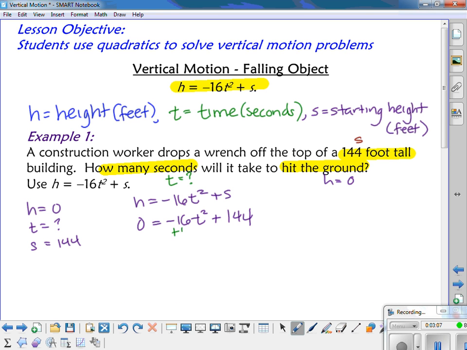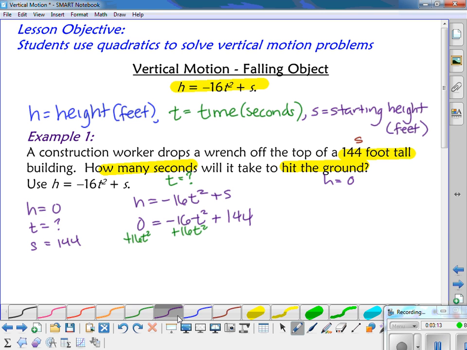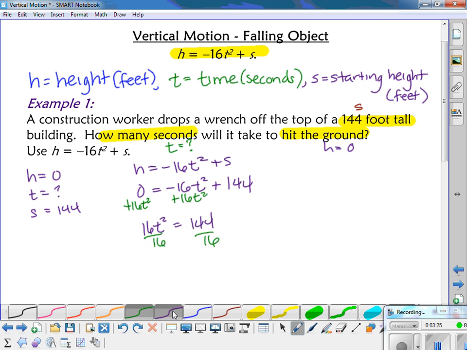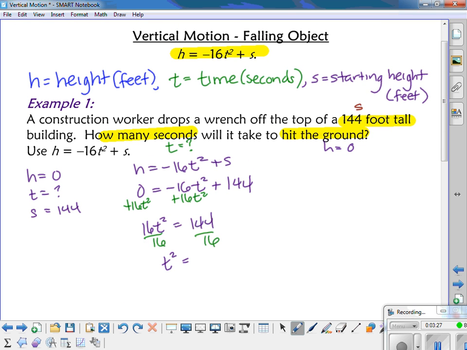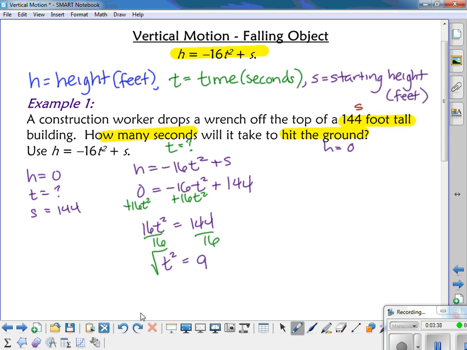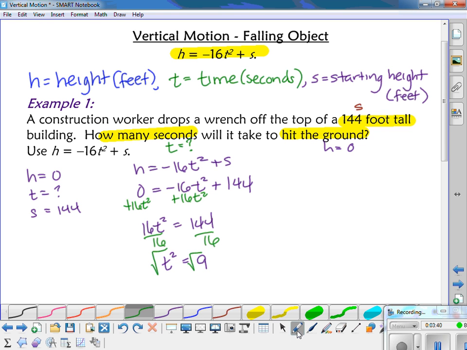So I add 16t squared to both sides. And then I have 16t squared is equal to 144. To get the t squared alone, I divide by 16, and I get t squared is equal to 9. So what do we suppose the time is then? What do I have to do? Take the square root, okay? And so what does t equal?